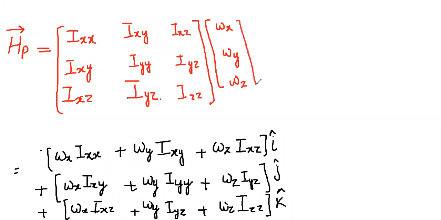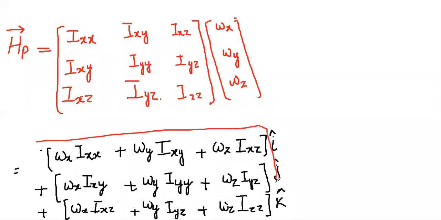Or we'll write this as omega x i cap, omega y j cap, and omega z k cap. Let me not put the caps here; let me see only the magnitudes. So what will it give me? You see, we can write this entire matrix. We can write all these equations in the form of this matrix.